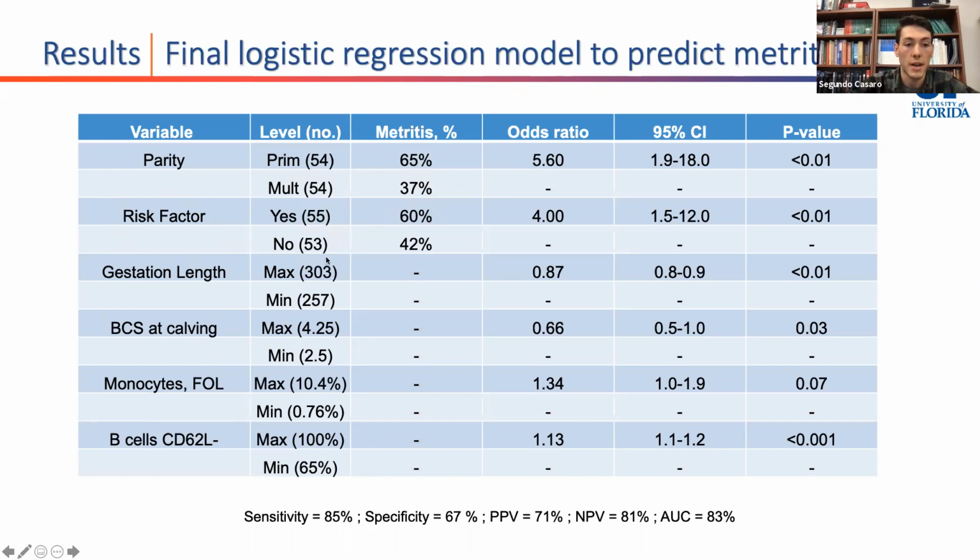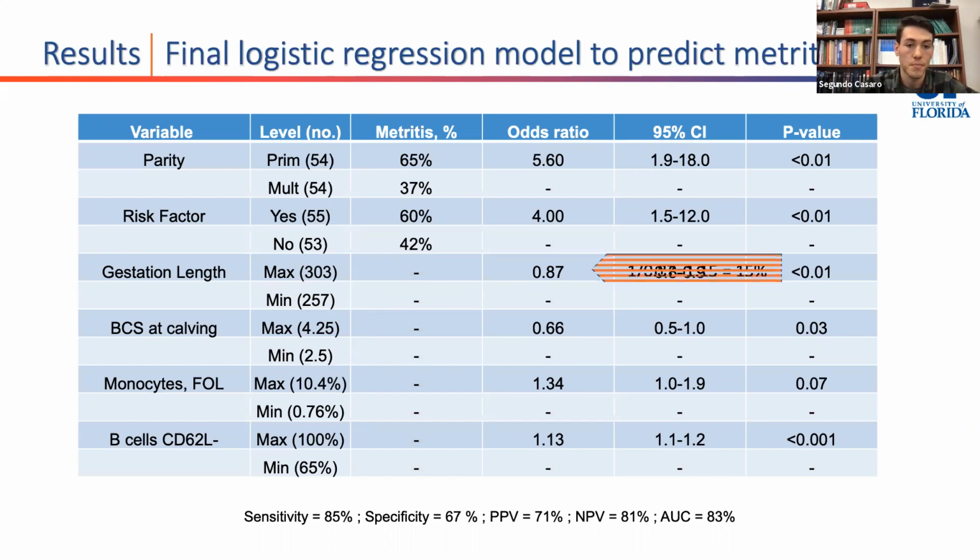Cows without any risk factors, that were 53, had 42% of metritis. This gave us an odds ratio of 4, meaning that cows with a risk factor for metritis had 4 times higher odds of developing metritis. Regarding gestation length, we had a maximum of 303 days and a minimum of 257 days. The odds ratio was 0.87. This means that each day increase in gestation length decreased the odds of developing metritis by 15%.